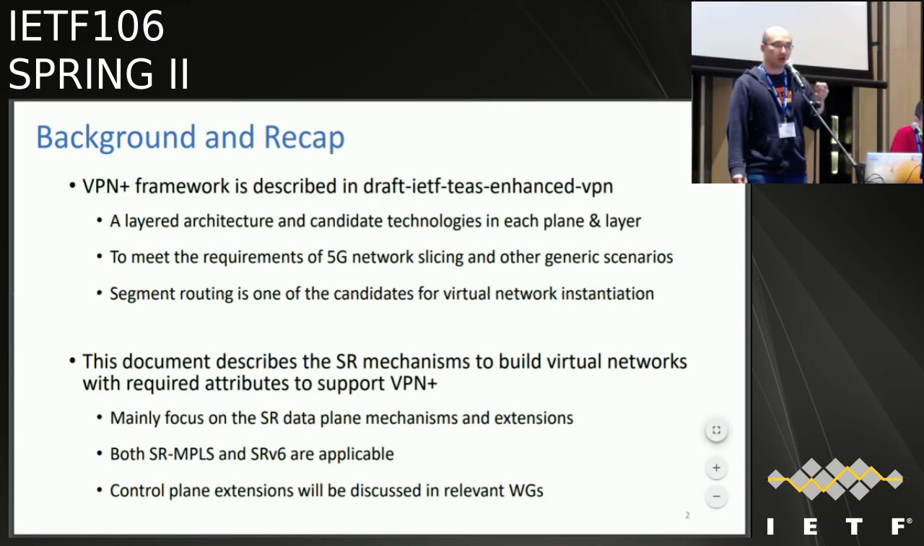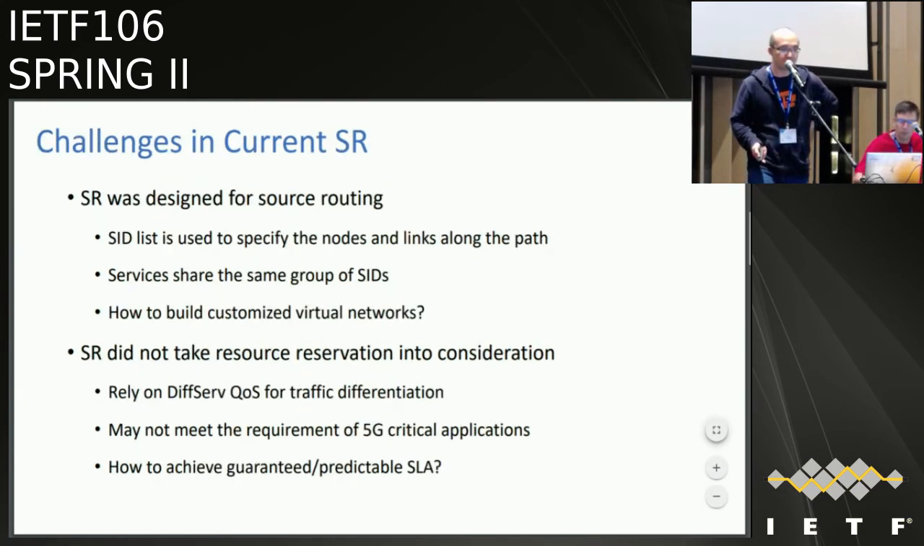And in this document, we describe the segment routing-based mechanism to build the virtual networks with required attributes to support the VPN Plus. This document mainly focuses on the segment routing data plane mechanisms and the possible extensions, and it is applicable to both MPLS and SRv6. For the control plane extensions, I think this will be discussed in relevant working groups and in other separate documents.